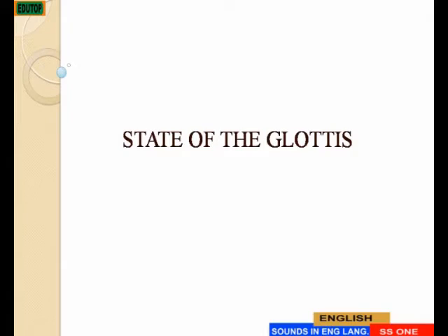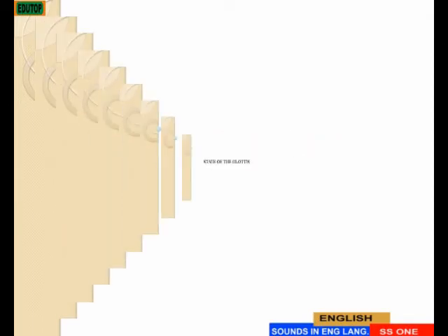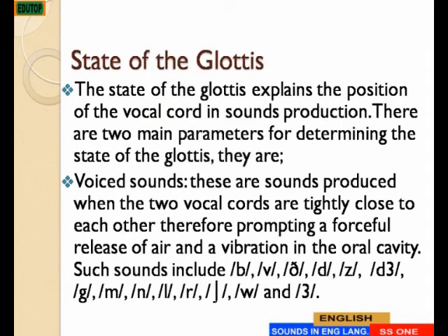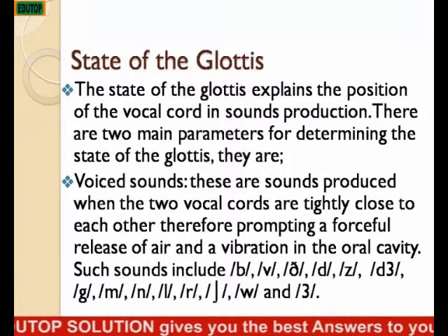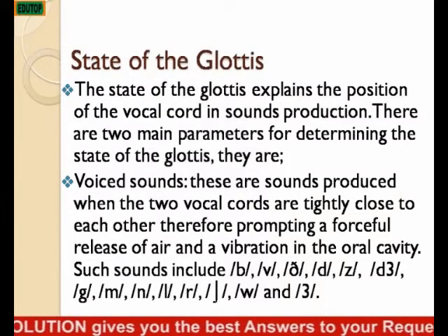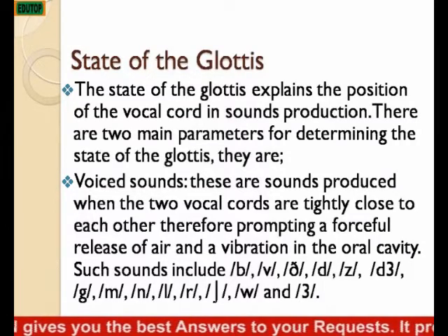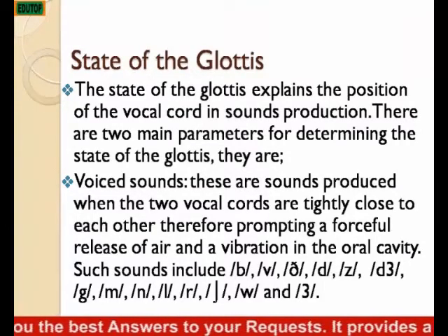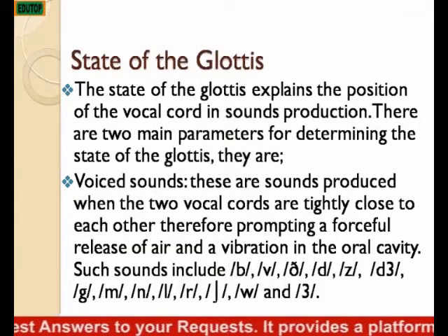The state of the glottis is another parameter for categorizing consonant sounds. The state of the glottis explains the position of the vocal cords in sound production. There are two main parameters for determining the state of the glottis. They are voiced sounds. The voiced sounds are produced when the two vocal cords are tightly close together to each other, therefore prompting a forceful release of air and a vibration in the oral cavity.